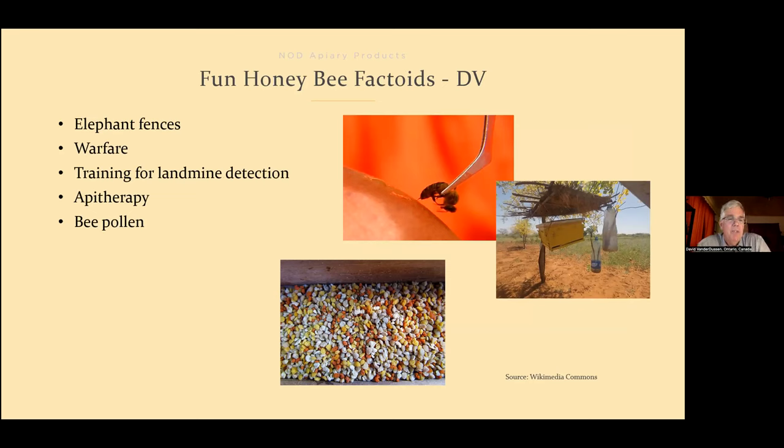Honeybees have been used for fencing elephants, because elephants recognize the risks of honeybees. Honeybee colonies have been spread around where fences have failed, and they can be used to keep elephants out of crops that otherwise may have been trampled. Another thing honeybees have been used for in the past is in warfare, where a defending people would throw honeybee colonies down from above on invading armies to discourage them, of course, due to the stinging.